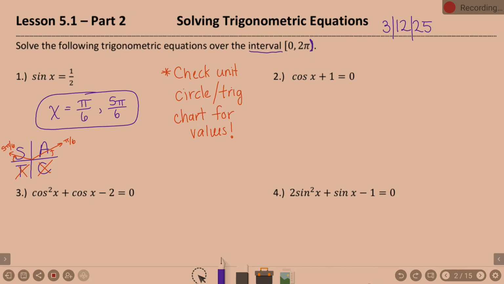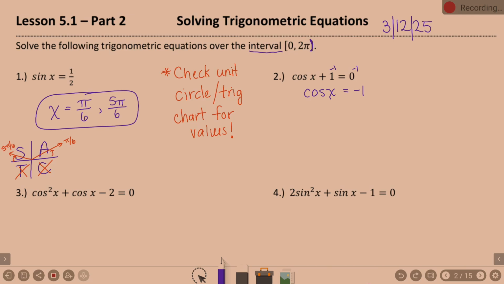Now, number 2. We could just jump right into this and say, okay, at what angle does cosine, when you add 1 to it, equal 0? Or we can do a little bit of basic solving. Normally when we solve an equation, we try to get our variable by itself. In this case, it's about getting the trig function by itself. How do we do that? You subtract 1, just like basic algebra. Subtract the 1 over, and we end up with cosine of x equals negative 1.